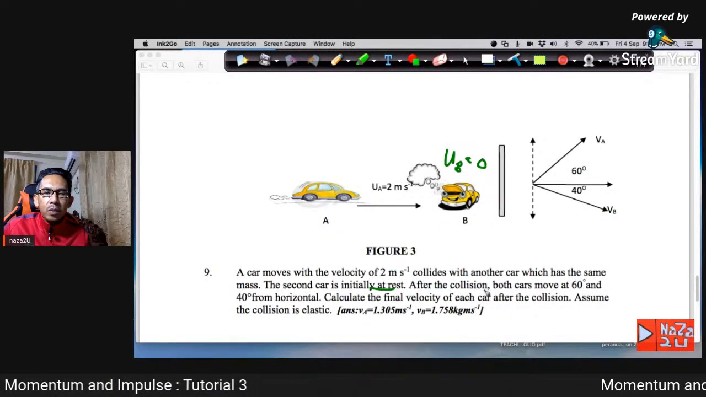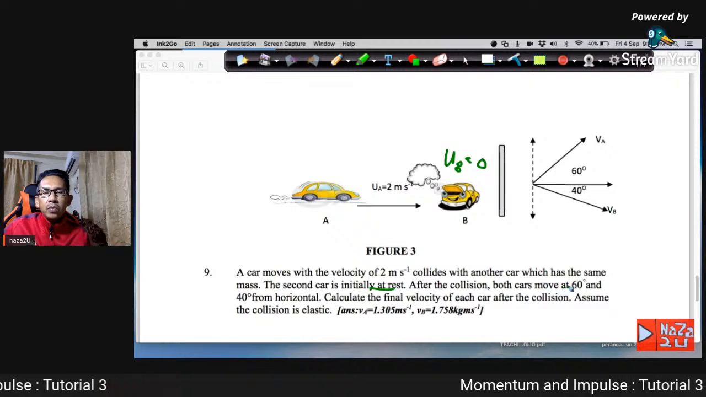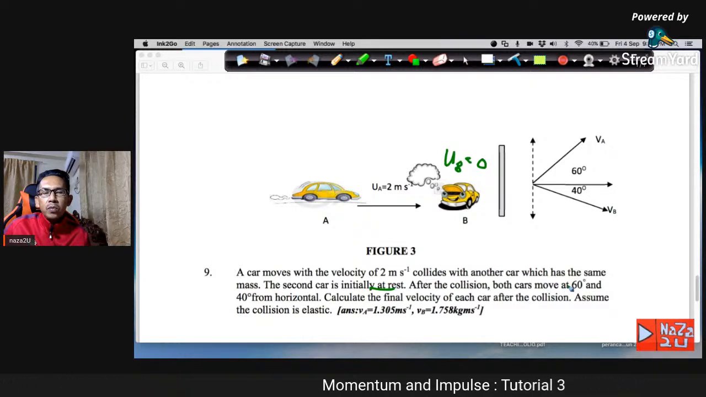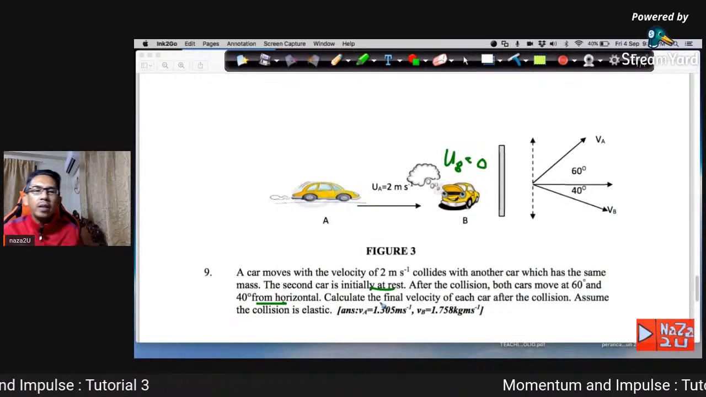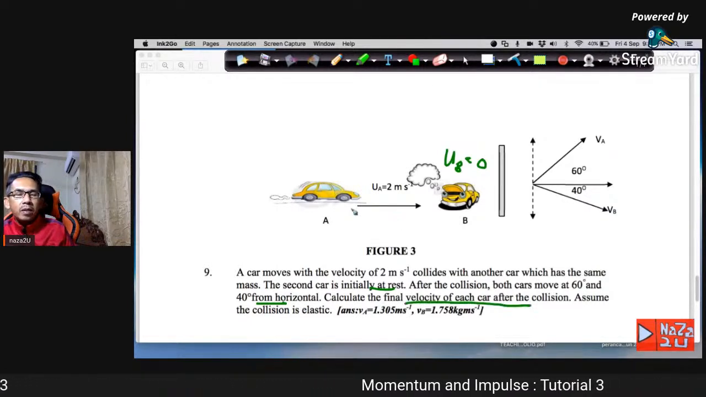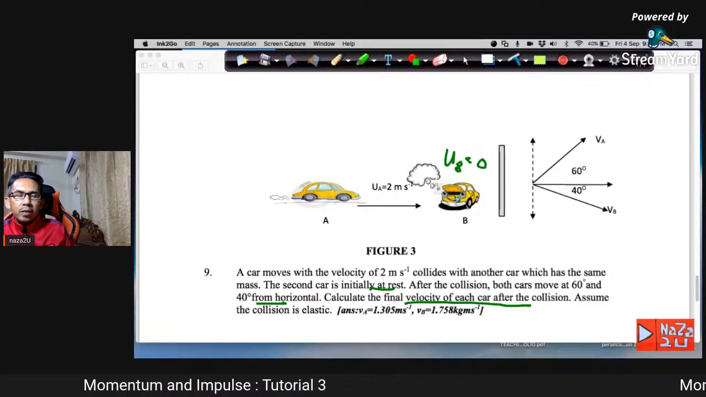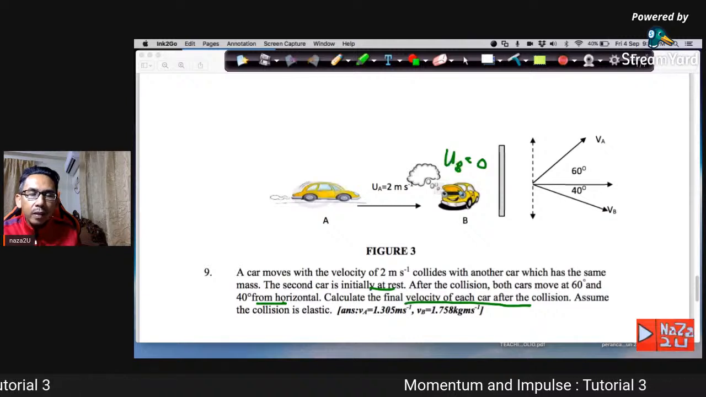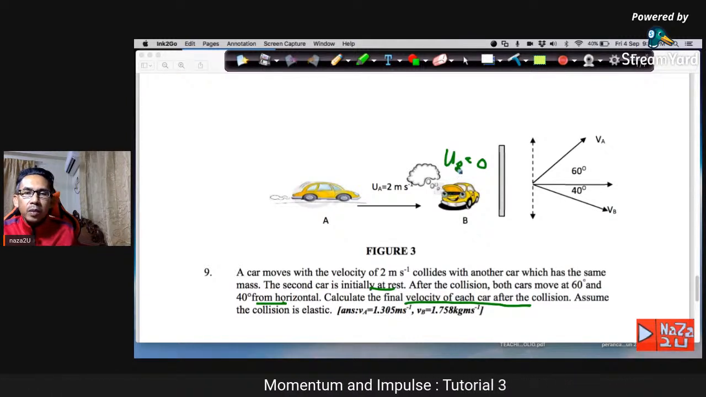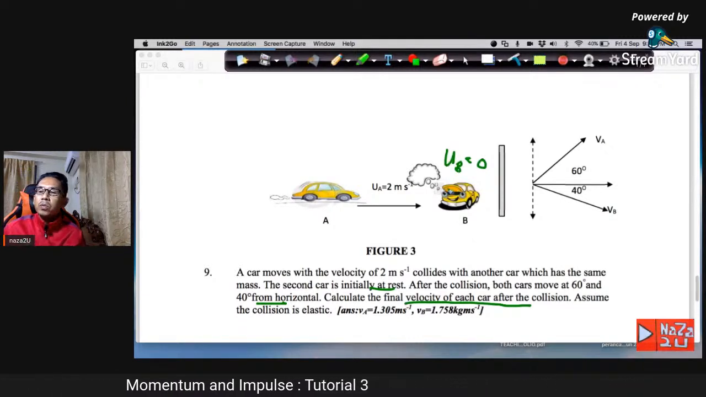Okay, after collision, both cars move at 60 and 40 from the horizontal. Calculate the collision. So you look at the diagram here, you can see the first car and the second car collide, and the second car is immediately at rest. So meaning UB, the second car's UB, is equal to 0.